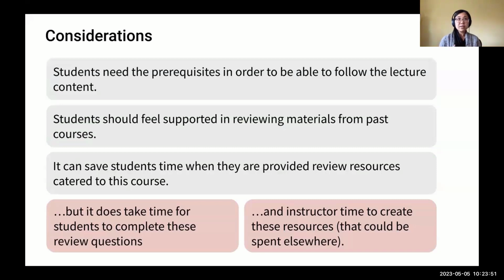So to reiterate, these are some of the points that we considered when we decided to implement this prerequisite review structure. We have identified that prerequisite recall was a problem for this course. We're not the only machine learning instructors to notice this issue. This is a problem that has been discussed in the literature as one of the challenges students face when learning machine learning. And we wanted the students to feel supported in reviewing the material.